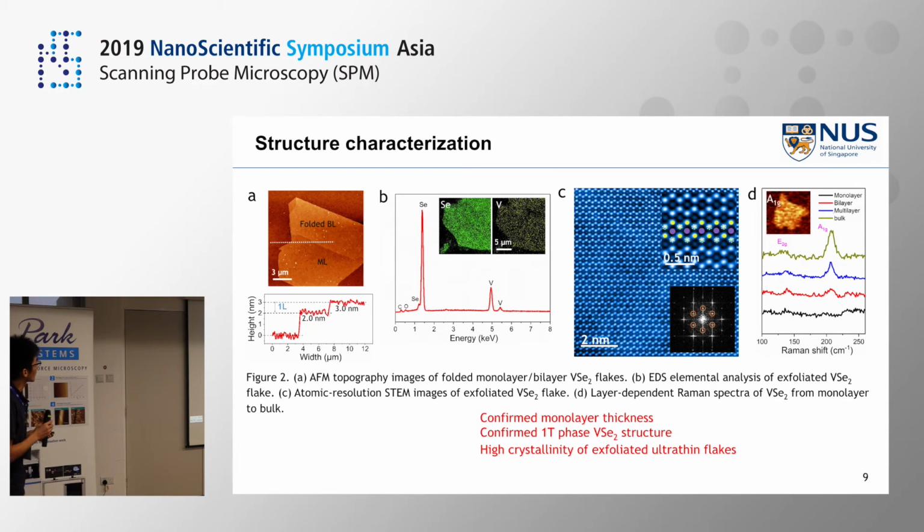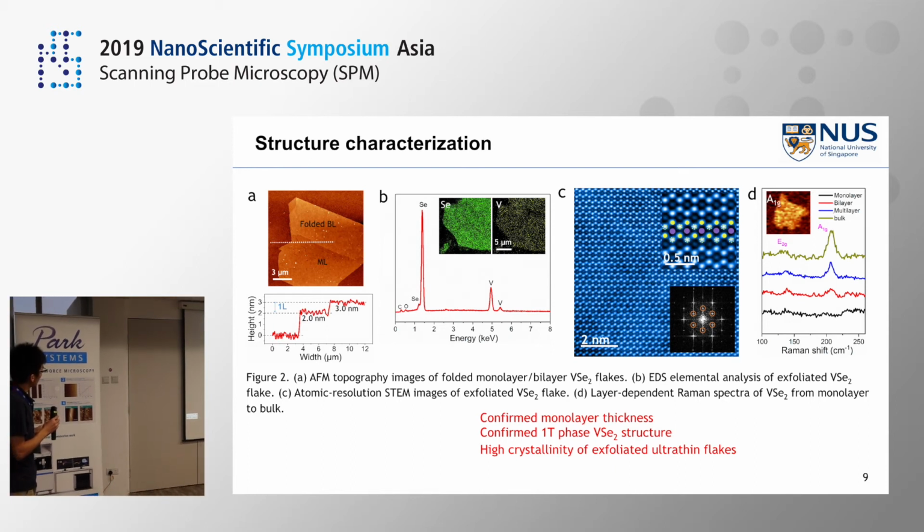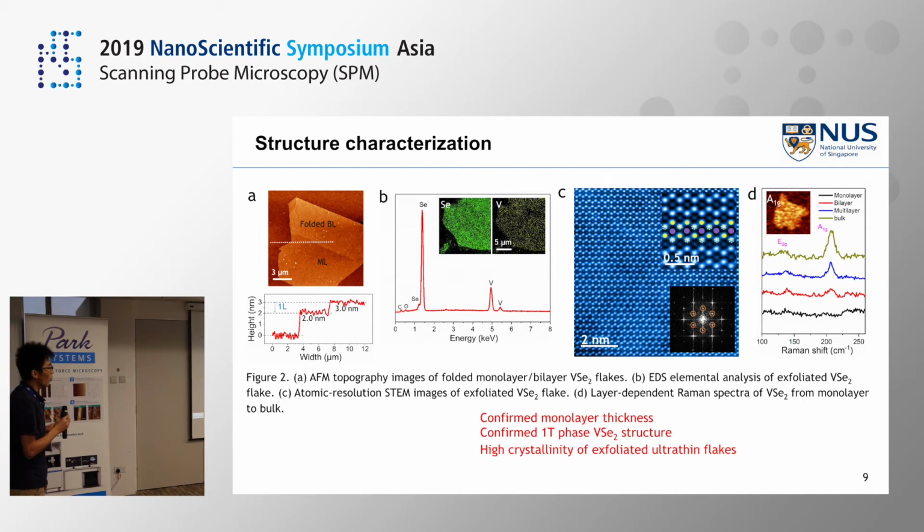And also we use the AFM to see the topography and the thickness. You can see from the first image, the top layer has a thickness of 1 nanometer, so it can prove that the flake is monolayer. And also we did other characterizations, such as the EDS, atomic resolution TEM and Raman, to check its high quality.